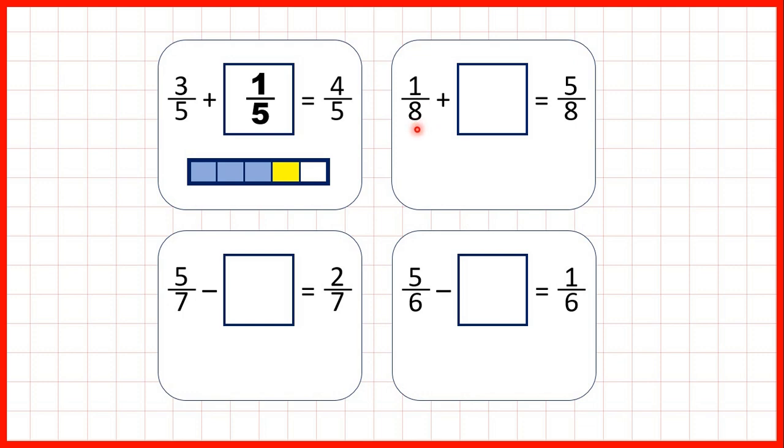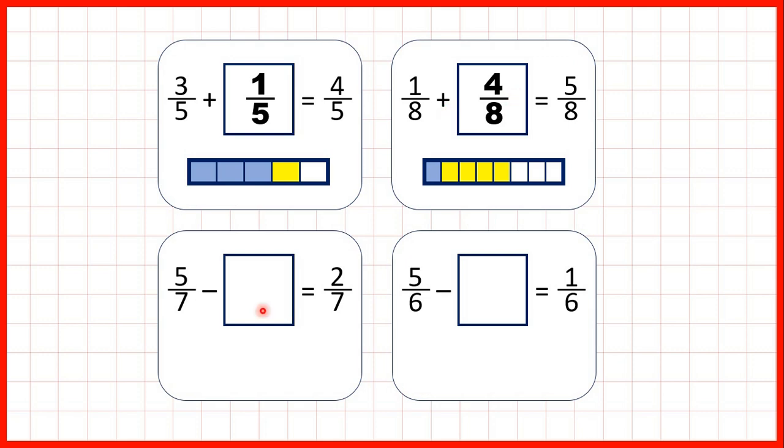Now 1/8 plus what equals 5/8? Well, we can show 1/8 in blue, and then if we colour in yellow so that 5/8 of our fraction bar is coloured in altogether, we can see that we have 4 yellow pieces, so that's 4/8. And again, notice that 5/8 take away 1/8 is equal to 4/8. So we can use subtraction to find our missing number addition, even if the missing number is a fraction.